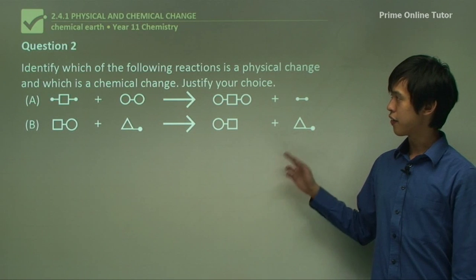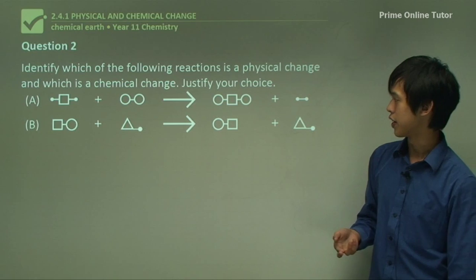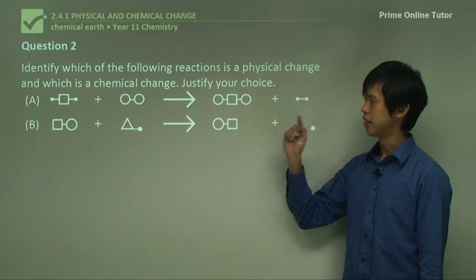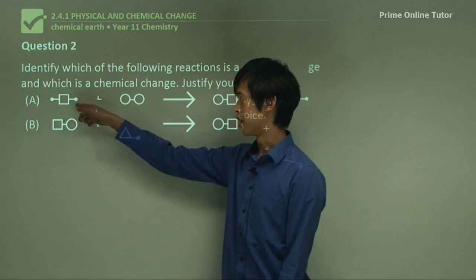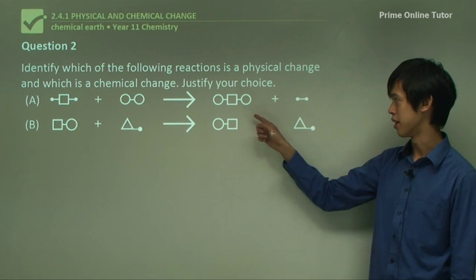Okay? Identify which of the following reactions is a physical change and which is a chemical change. Justify your choice. Okay, so you've got dot, square, dot, plus 2 circles gives you circle, square, circle, and 2 dots.